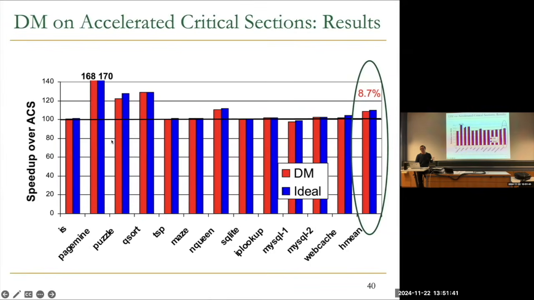Some workloads better, some workloads it doesn't matter, maybe this is not a big problem. But clearly on workloads where it matters, you can get the performance benefits. And ideal is actually the blue one. So we get very close to ideal. So it's almost a perfect mechanism, which is nice.